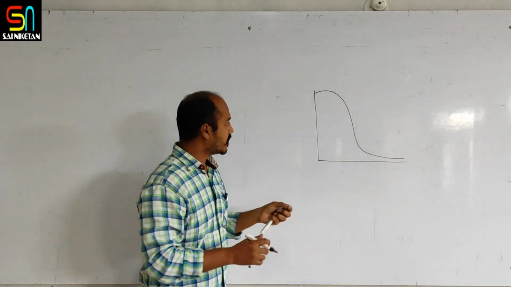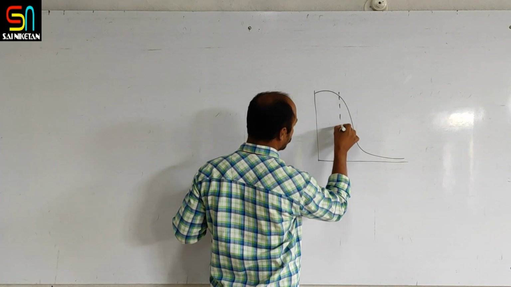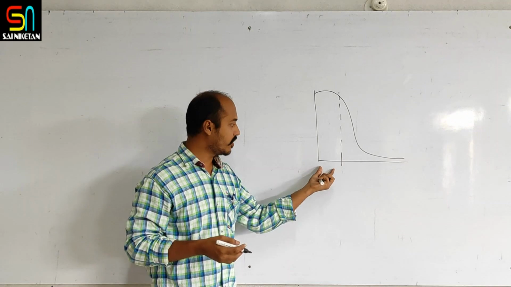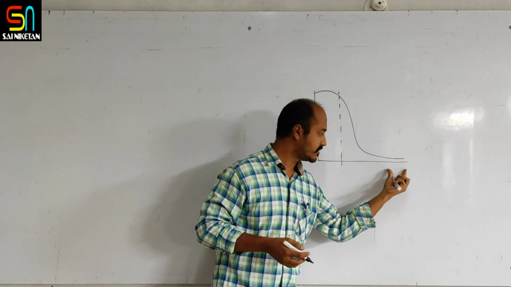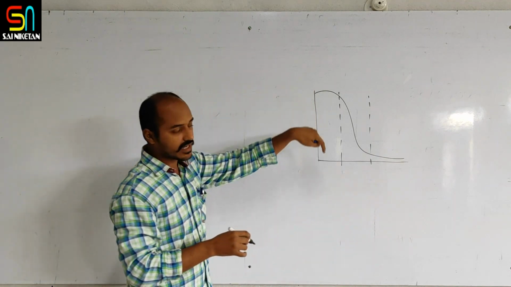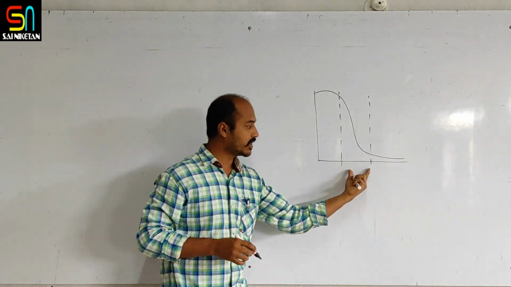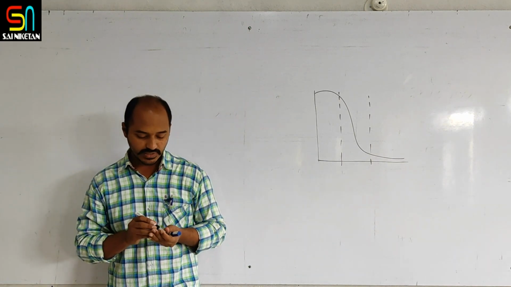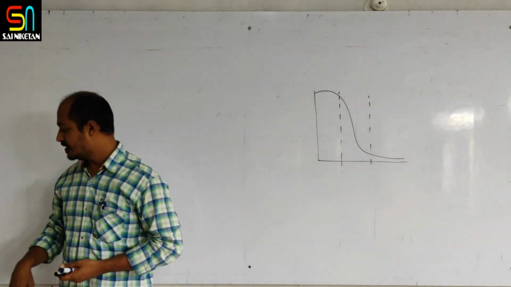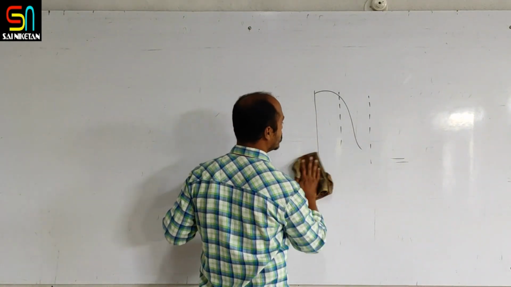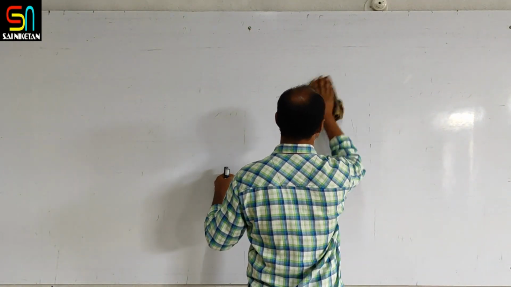This part of the curve is used for the on condition of the switch, and this is the off condition of the switch. In the mid section, where the dropping of voltage and current takes place, this part of the curve is used for amplification of signals. So today we will discuss how we can use the transistor as an amplifier.